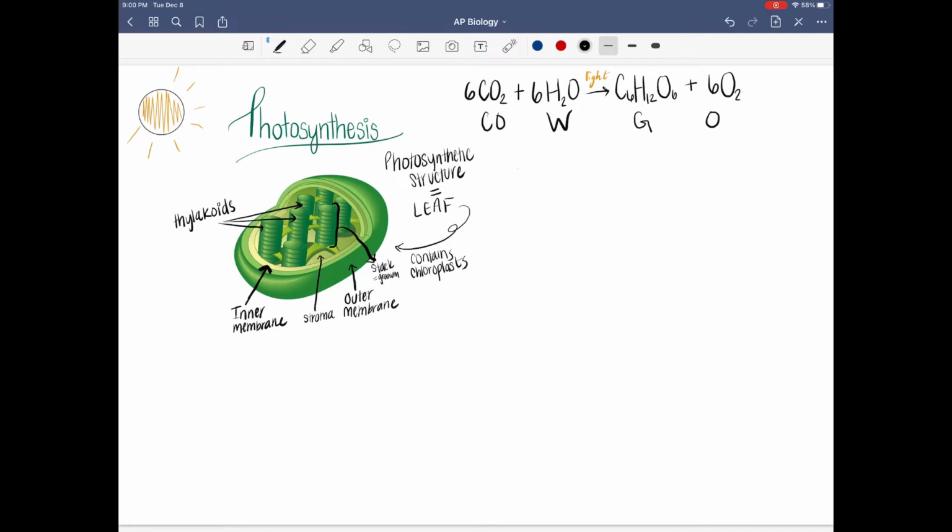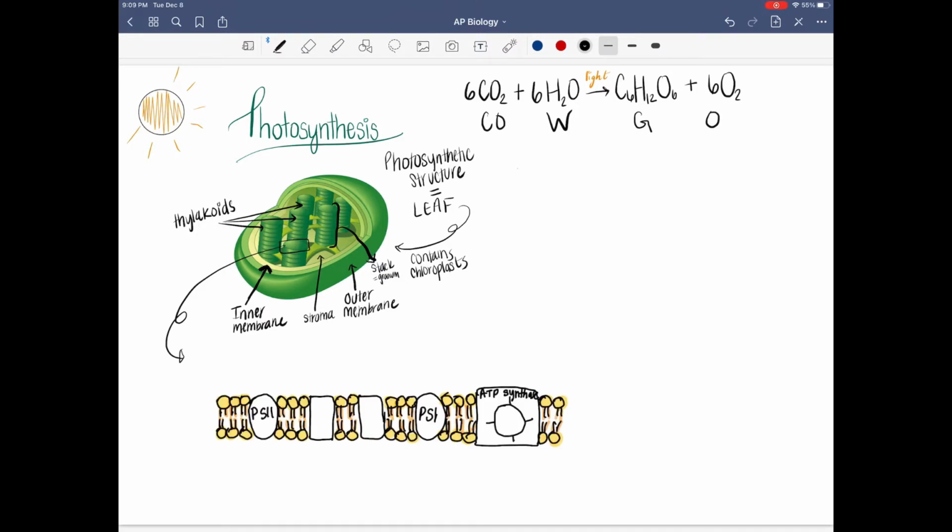I have our reaction written out at the top. If y'all remember, we looked at cellular respiration and we said "go cow," but for photosynthesis it's "cow go." You've got your CO2, H2O, plus light, which will give you glucose and oxygen.